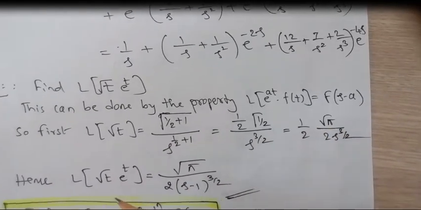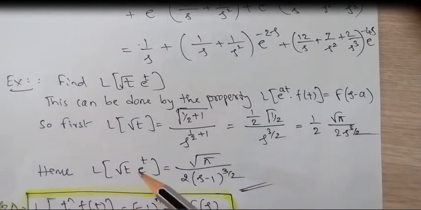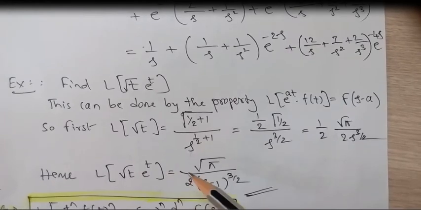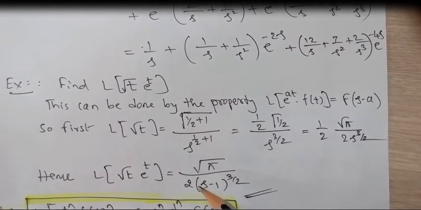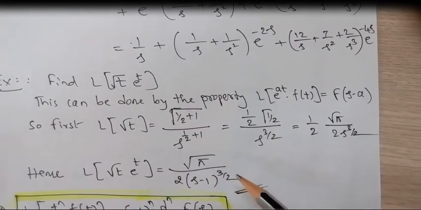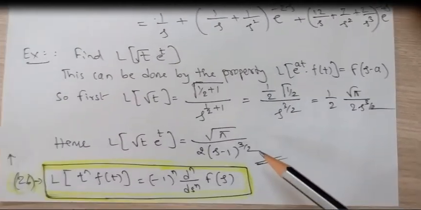So the Laplace of root t into e raised to t is equal to root pi divided by 2 into the bracket s minus 1 whole raised to 3 by 2.